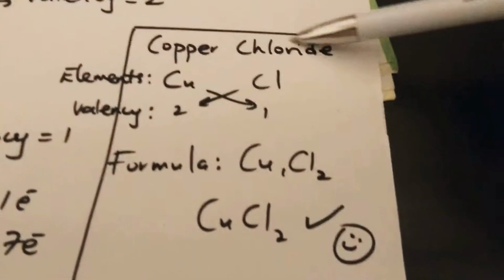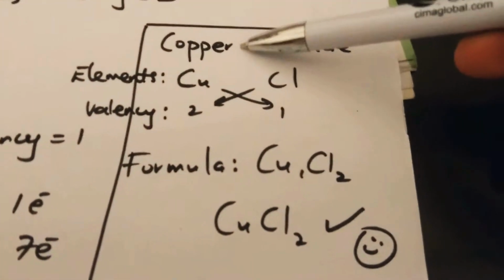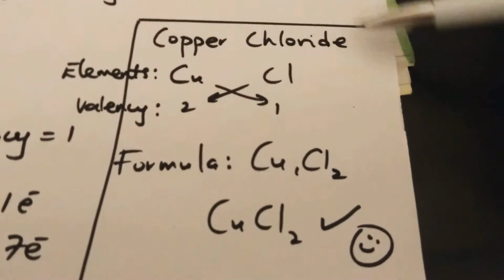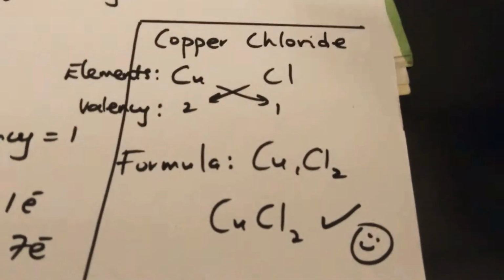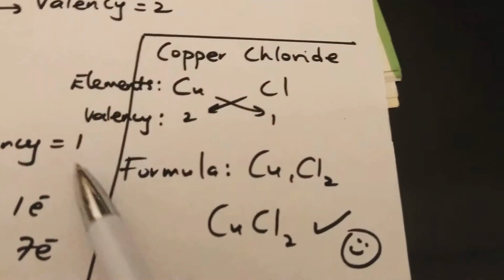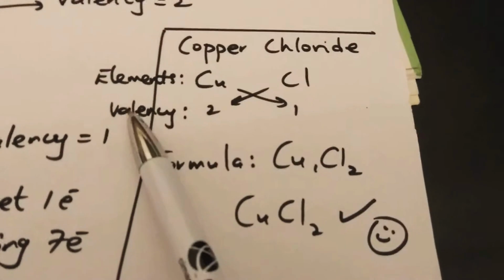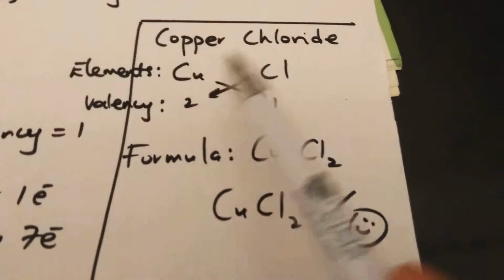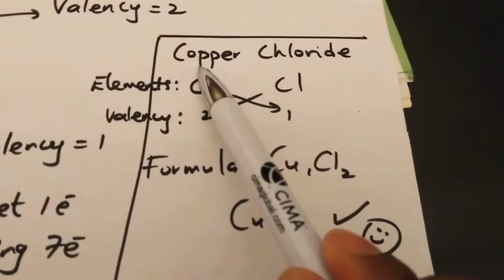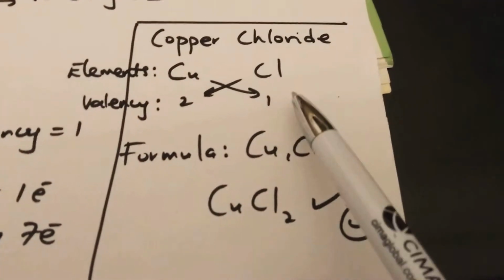Now, you will get these kinds of questions. For instance, they give you the name of a compound and ask you to find the formula. So for the compound, this is how you lay it out. You first write the elements. So copper is Cu, chlorine is Cl. We found the valency of copper, it's 2. Valency of chlorine is 1.